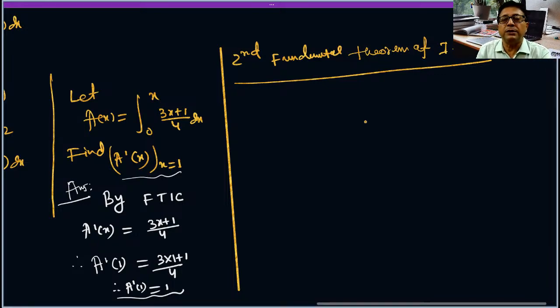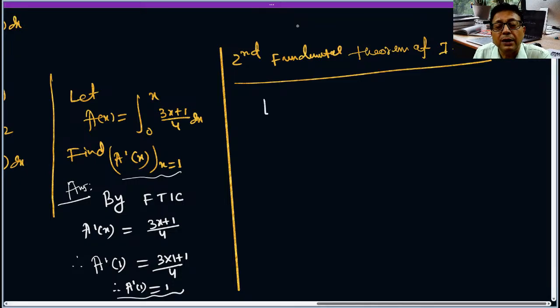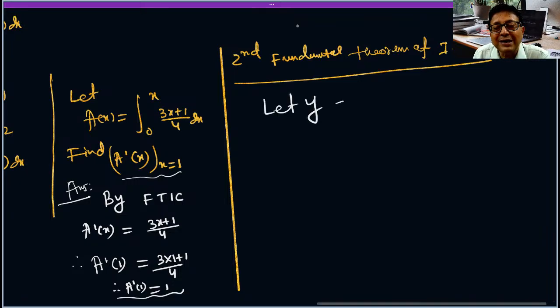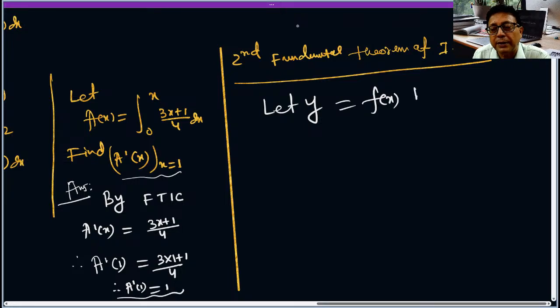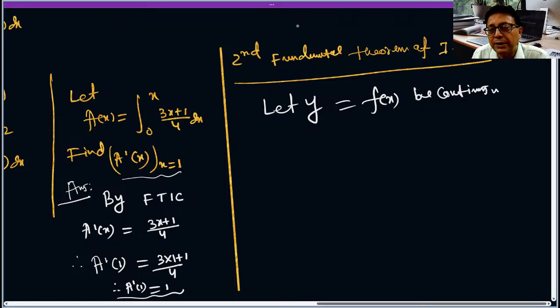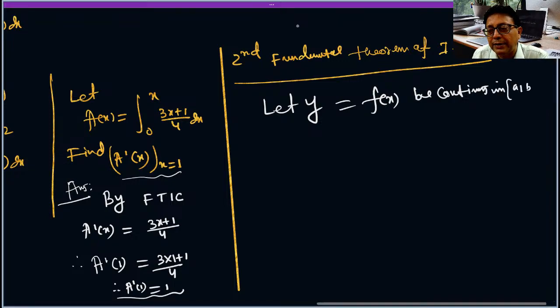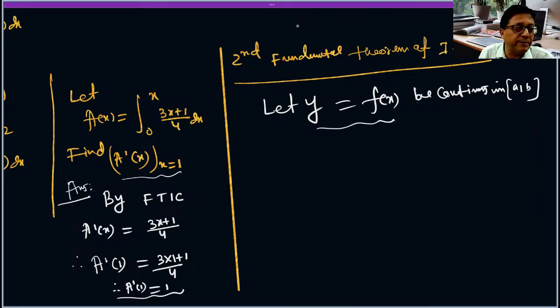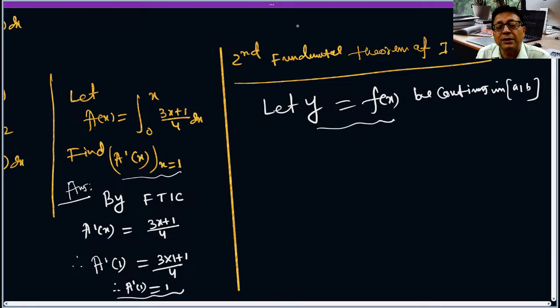Suppose there is a function, let y equal to f(x) be continuous in [a, b]. y equal to f(x) is a continuous function in this interval. Continuous in [a, b] means that for all x belonging to [a, b], y equal to f(x) is continuous.